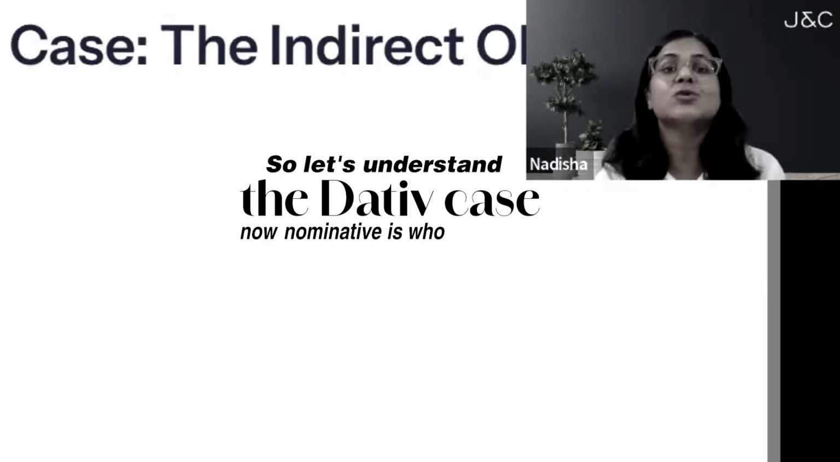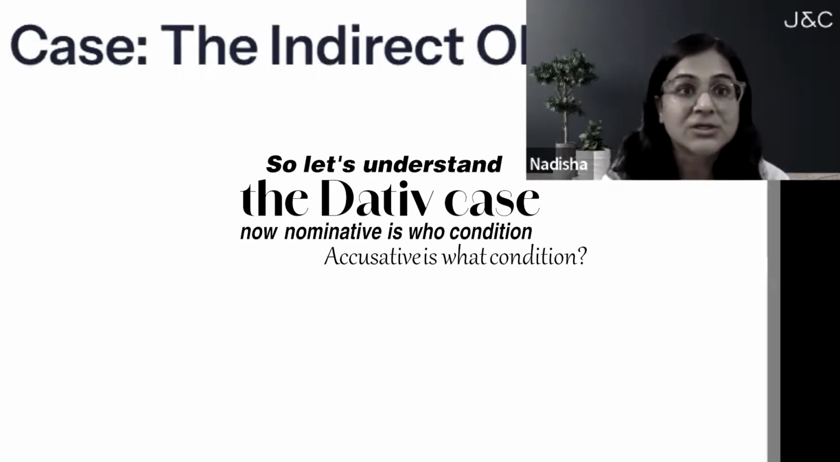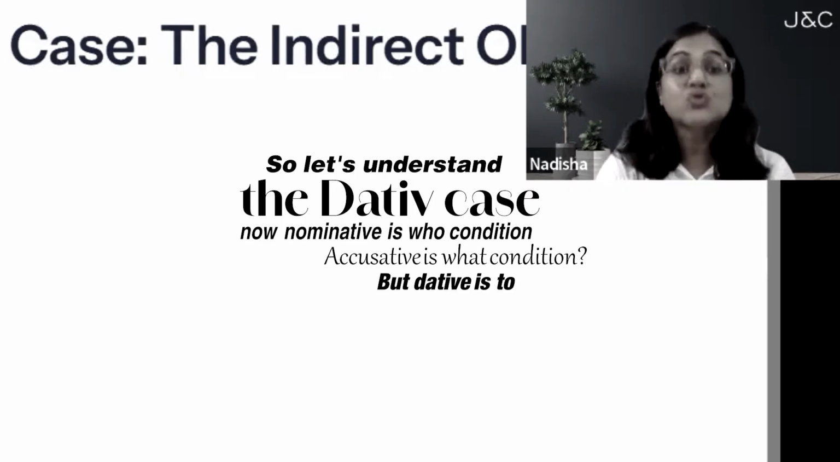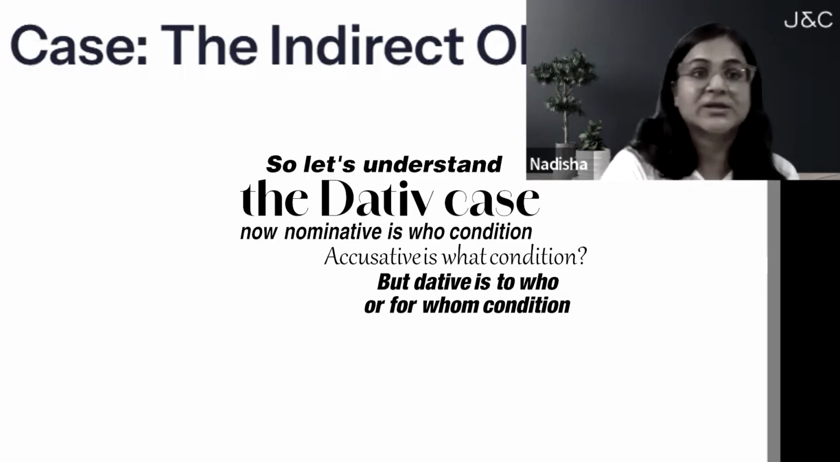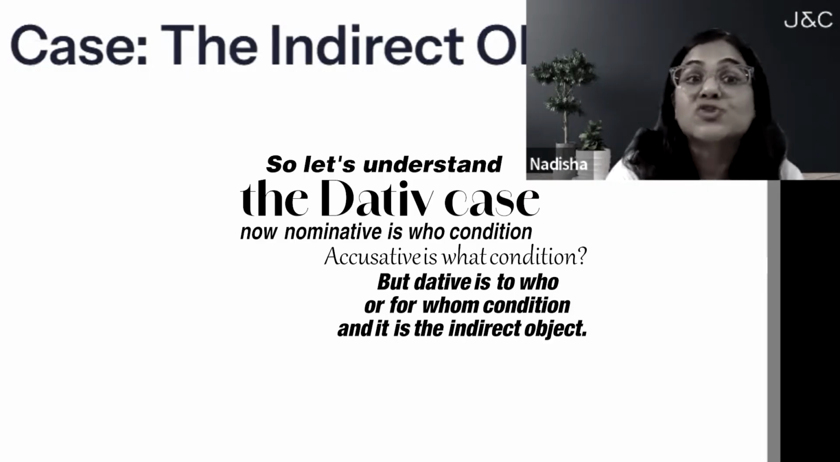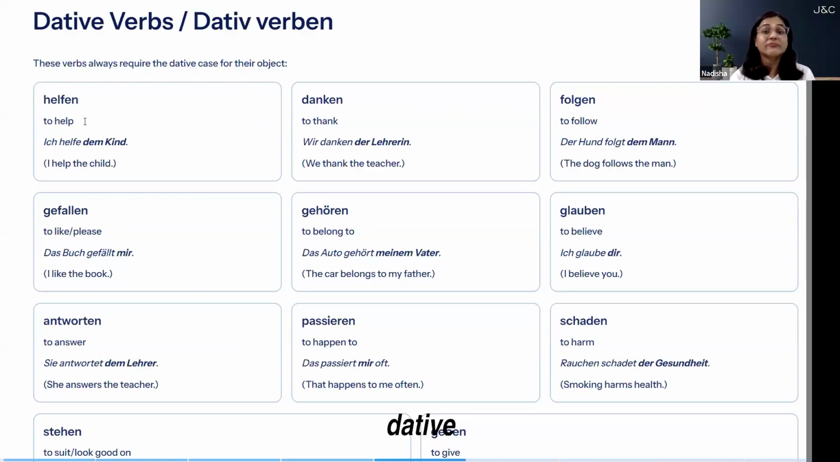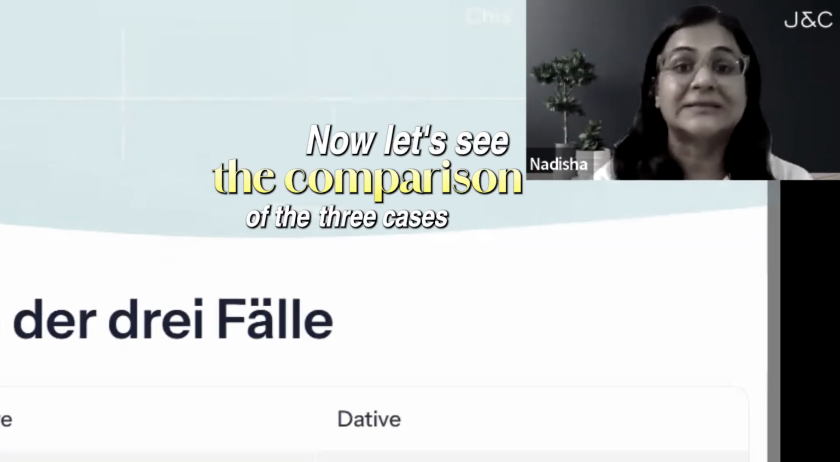Nominative is the who condition, accusative is the what condition, but dative is the to whom or for whom condition, and it is the indirect object. Now these are pure dative verbs. If you find these verbs in any sentence, there is a 100% chance that you will find the to whom condition. You will find the dative case in that sentence. Now let's see the comparison of the three cases, okay?